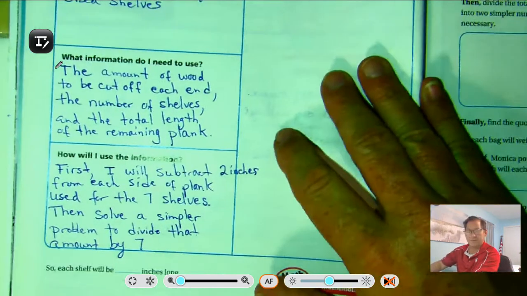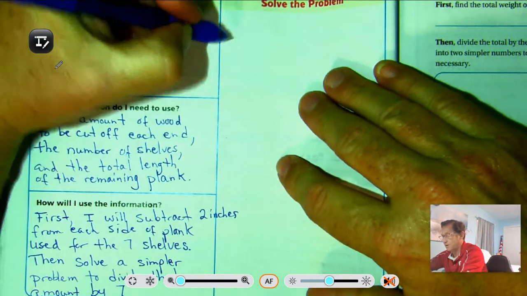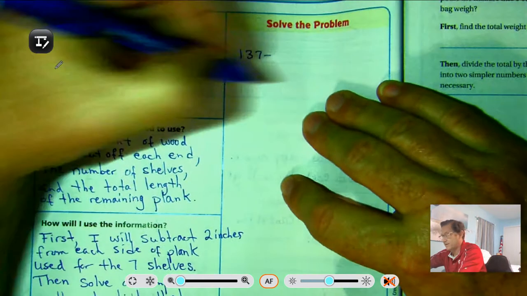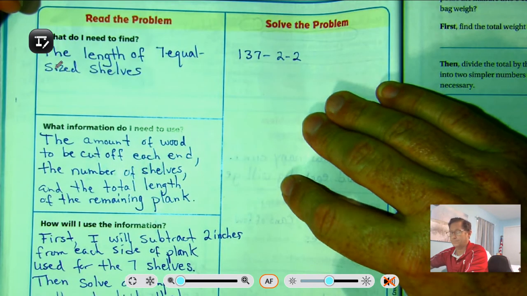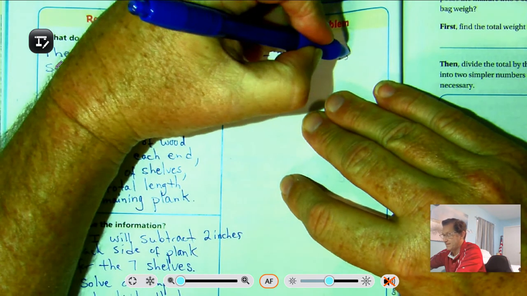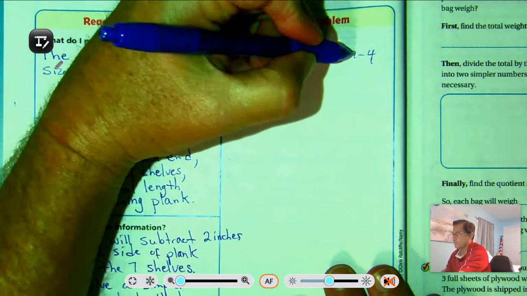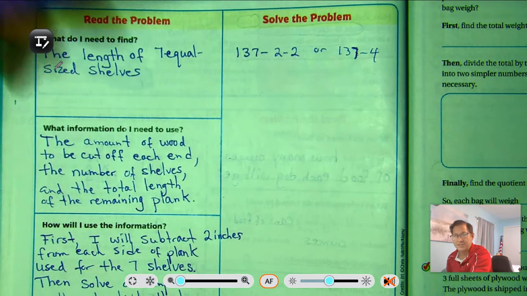Okay, so what are the actual steps? So this is our actual problem. 137, take away 2, take away 2. Or 137, take away 4. Because we're taking 2 inches off of each end of the plank.